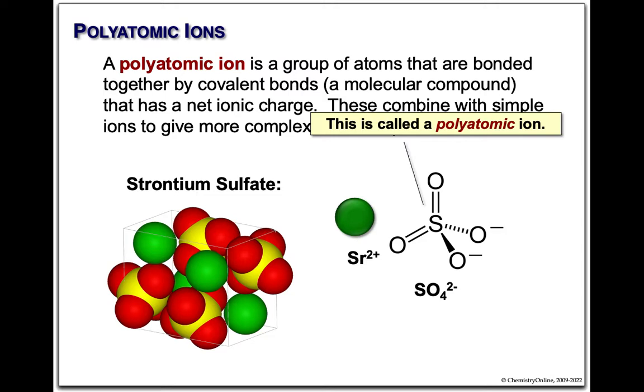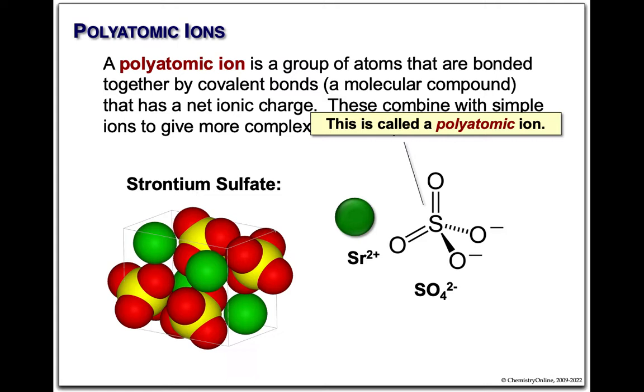SO4, and it has 2 negative oxygens. This is a polyatomic ion. Now, when you think about a polyatomic ion, just think about it as a ball. Okay, it's a unit, it's a thing. Strontium and sulfate pair up. Strontium, sulfate, whatever. Just like sodium chloride, except this is big and ugly and whatever. Okay?